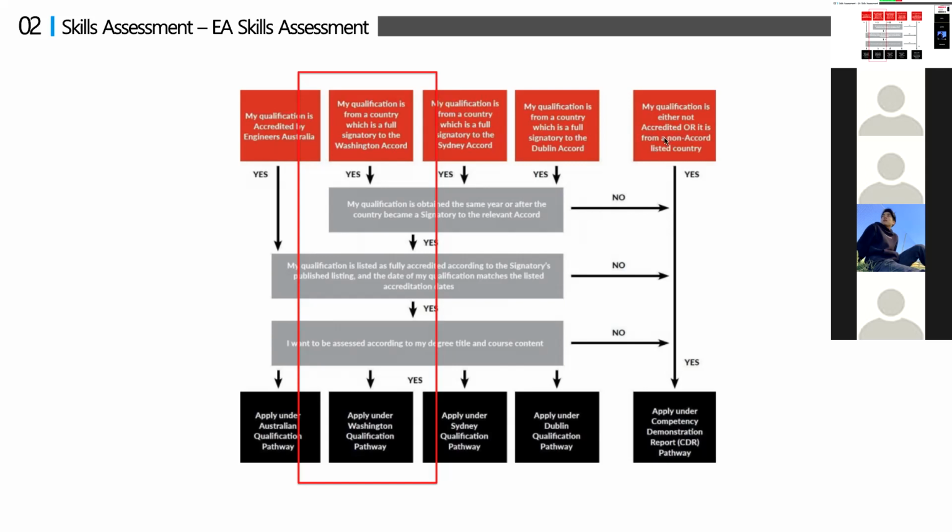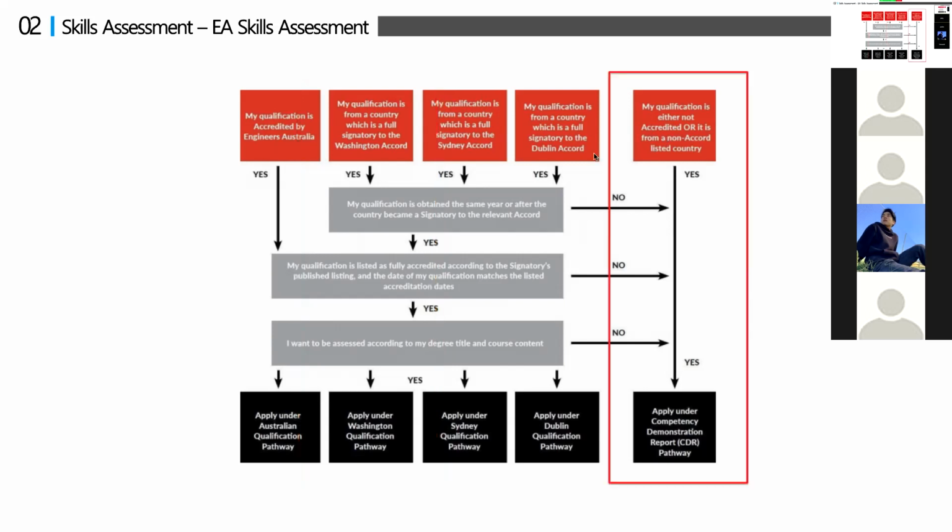Okay, the next one, and the last, the most difficult one: if you haven't completed your qualification in Australia, then we cannot use the first Australian qualification stream. And you couldn't find your country, your university and your major on the Washington Accord website. Then what's next? Can I still apply for the skill assessment as an engineer? Yes, you can, but you should take the last option, which we call the CDR process. Let's talk a little bit more about the CDR process.